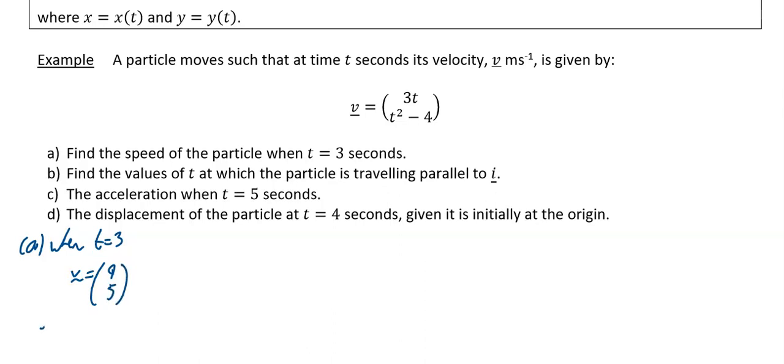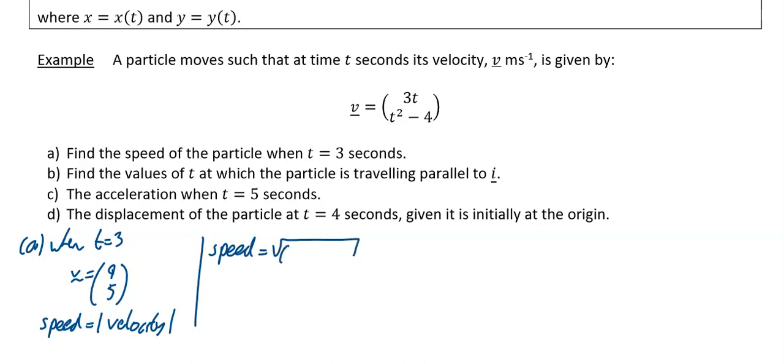So that means your speed, and remember, speed is the modulus of your velocity, or the magnitude of your velocity, whatever way you want to say it, is going to be the square root of 9 squared plus 5 squared. If you do that out, you get the square root of 106. When I do that on my calculator I get 10.3 meters per second, to 1 dp.